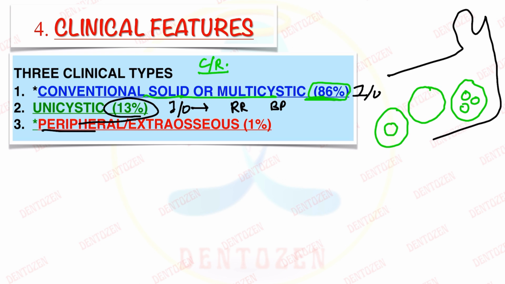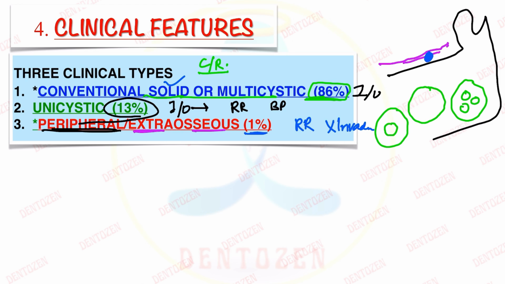Then the third type is peripheral. As the word says, peripheral, it is in the periphery. Where in the periphery? In the soft tissues, that is outside the bone, extraosseous. So this arises in the mandibular gingiva, which is the most common site, and it comprises 1% of the tumors. It is also different from the solid type because its recurrence rate is also less and it is not invading like the solid ameloblastoma.